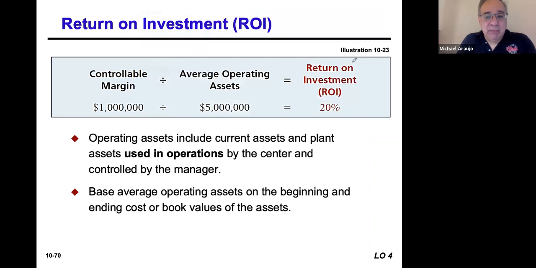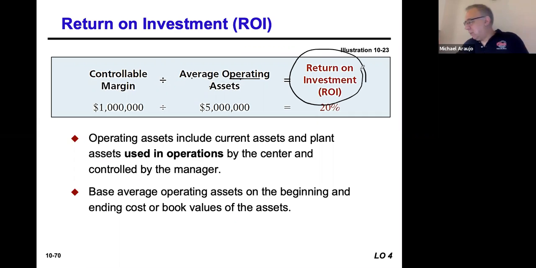So, how do we calculate return on investment? It's actually quite a simple mathematical formula. You take the controllable margin and you divide that over the average operating assets. Notice the word is operating assets, not total assets. And that's important to know. Okay. And that gives us our return on investment.